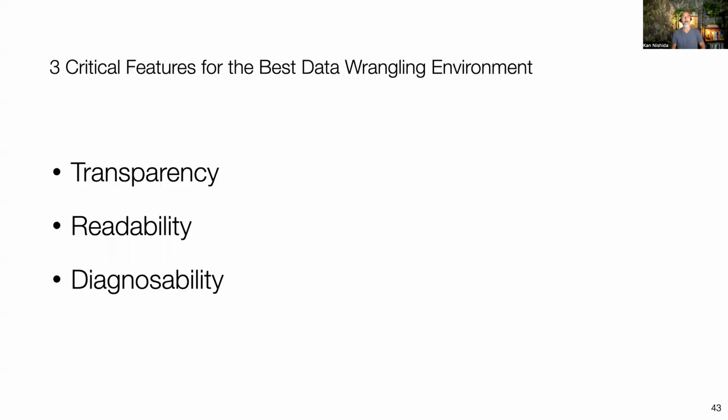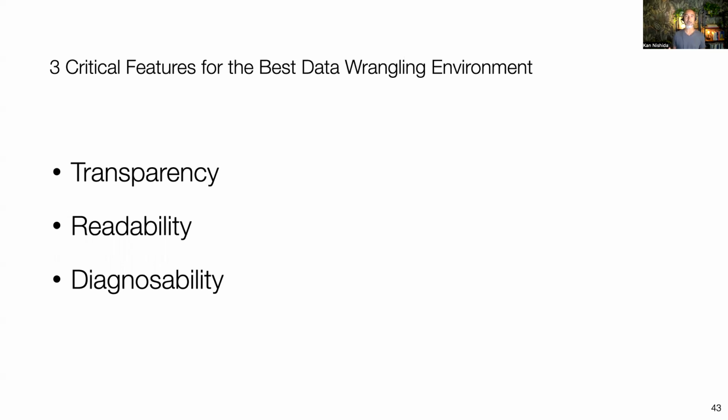So those are the things you can do, and what you can do is important in data wrangling, in terms of what problems you can solve. But another important thing, I think the real key, is what kind of environment you can do those things in. So the three critical features for data wrangling, not just for the short term but for the long term, are transparency, readability, and diagnosability.